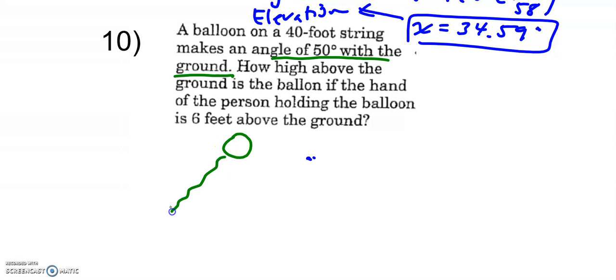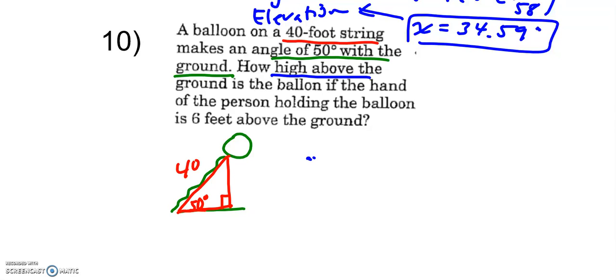So if I draw a string that maybe decides to hit the ground at 50 degrees, even though this picture looks strange, picture to yourself that you have a little right triangle here with the string being the hypotenuse. We are saying that the string here hits the ground kind of like an angle of elevation at 50 degrees. We also know that the string itself is 40, so it looks like we really know that the hypotenuse is 40 feet. We want to know how high above the ground is the balloon if the hand of the person holding the balloon is 6 feet above the ground.